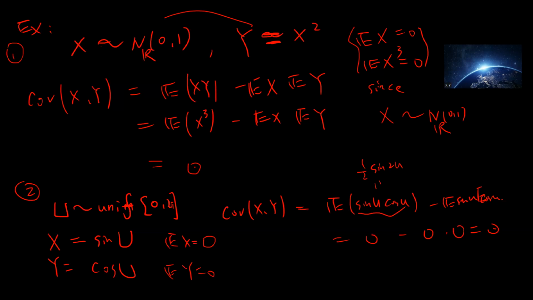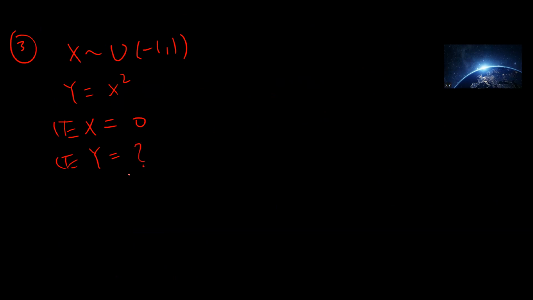There is another simple example: you can choose X to be uniform from minus 1 to 1, and still take Y equals X squared. The expectation of X is 0, and the expectation of Y we don't know, who cares, but the expectation of XY is still 0 because it's an odd function. So then we have a way to develop a lot of simple counterexamples.